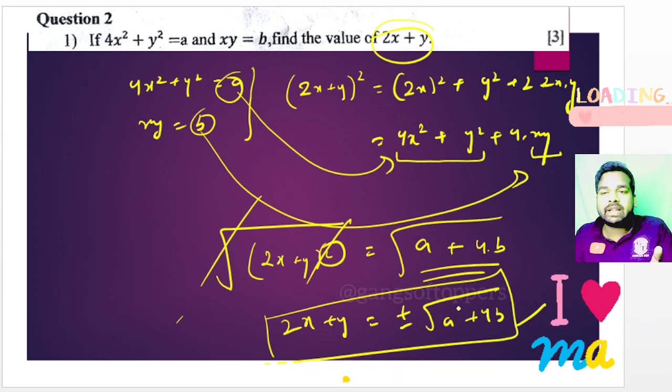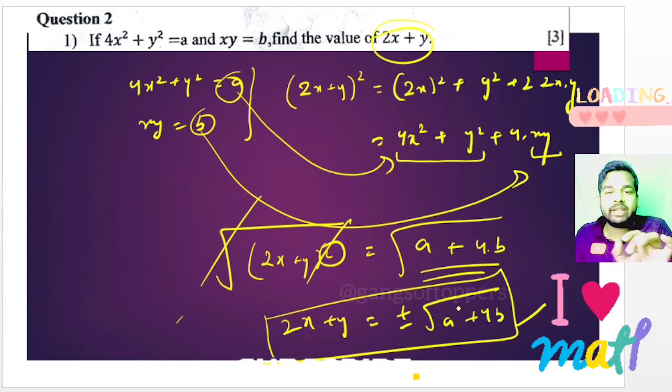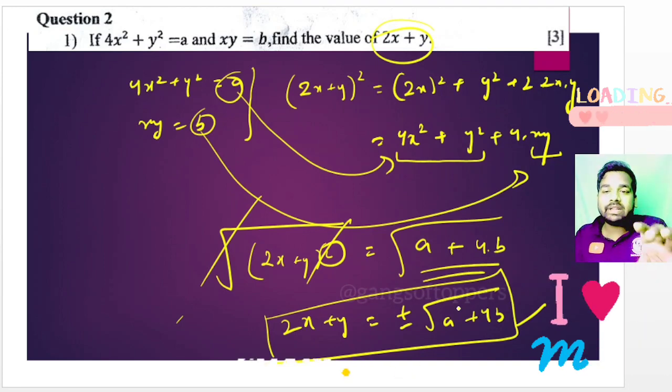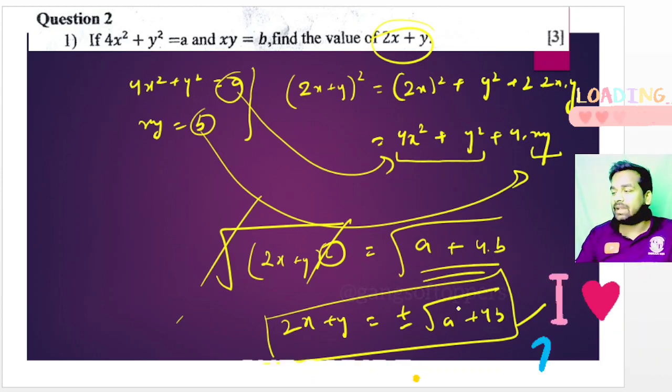The first concept is that we have already utilized the conditions. The condition given here is 4x square plus y square is equal to a, and xy is equal to b. From this condition, we applied the concept that (a plus b) the whole square is a square plus b square plus 2ab. Just put in the values and we get the answer.